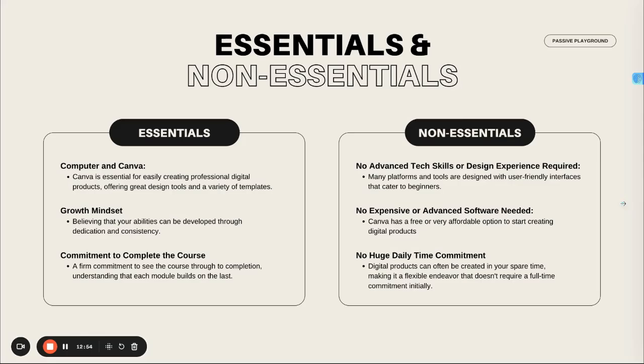Now, let's get into essentials and non-essentials that you need for a digital product business. The first thing is, for essentials, computer and Canva. That's it. Computer and Canva. Canva is essential for easily creating professional digital products, offering great design tools and a variety of templates. This is why I created this course.